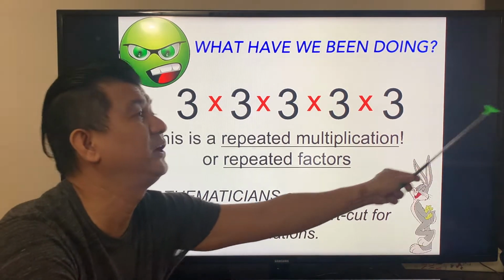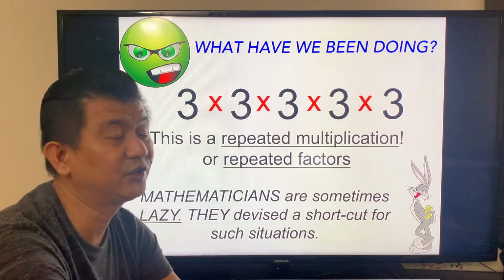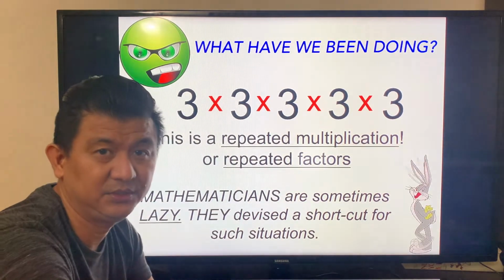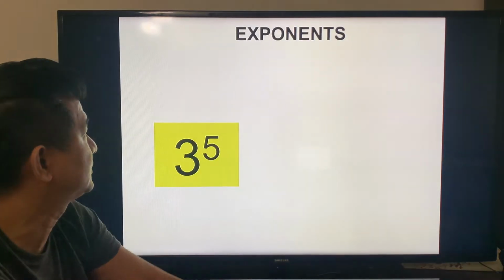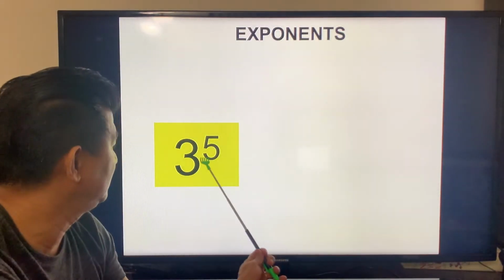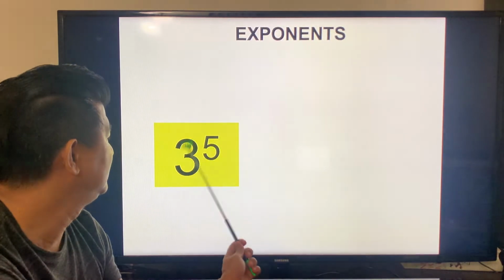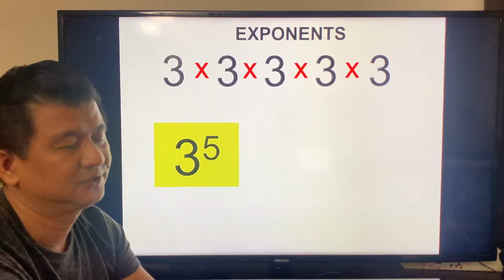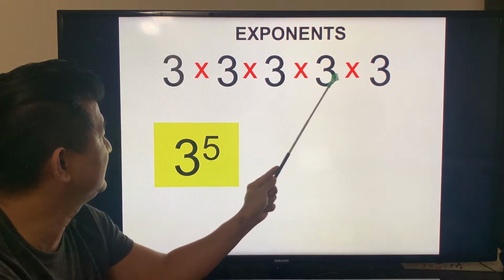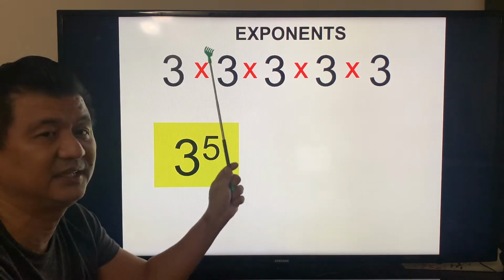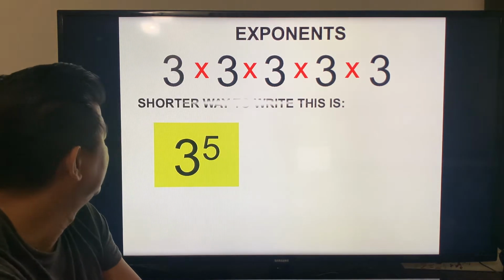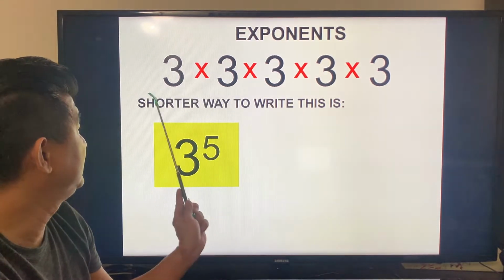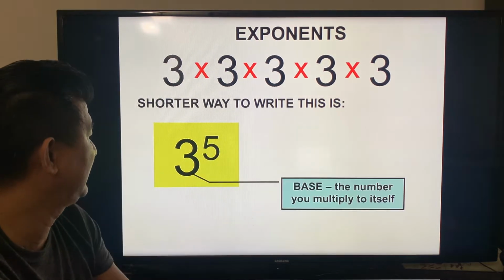What if you have to do this 1,000 times? Will you keep on writing times 3 times 3 times 3? Nuh-uh. They made a shortcut. And the shortcut is called exponents. It looks like this. 3 to the 5th power. Okay? So that means 3 times 3 times 3 times 3 times 3 is made into this way. Okay, how do they do that? And what does it mean? This is a shorter way rather than doing that one.